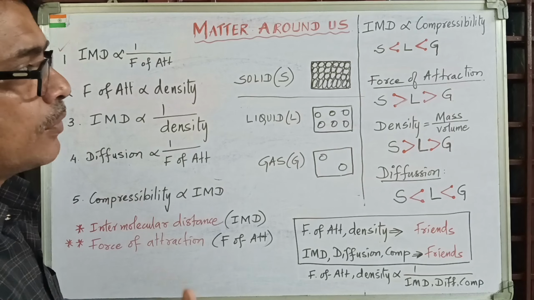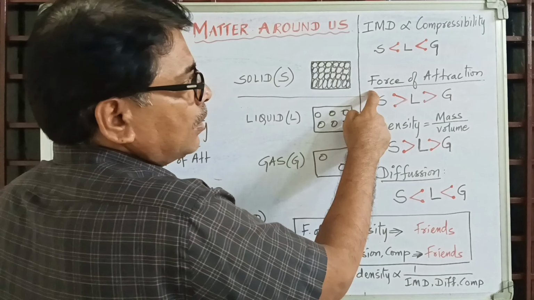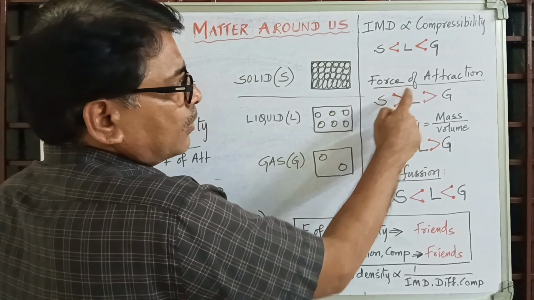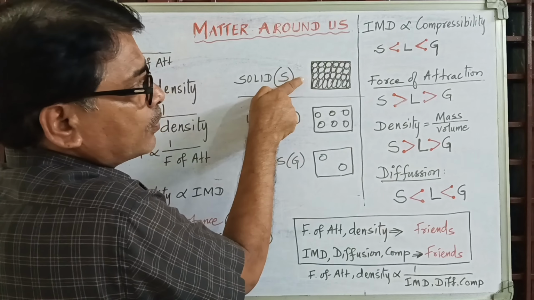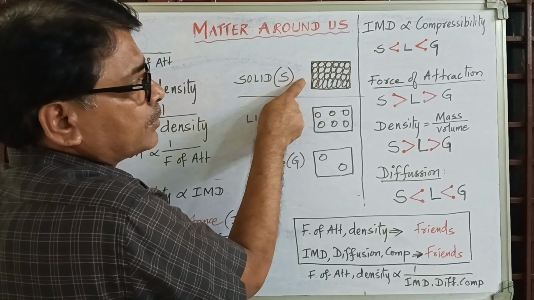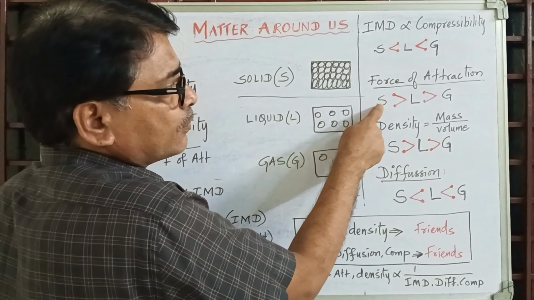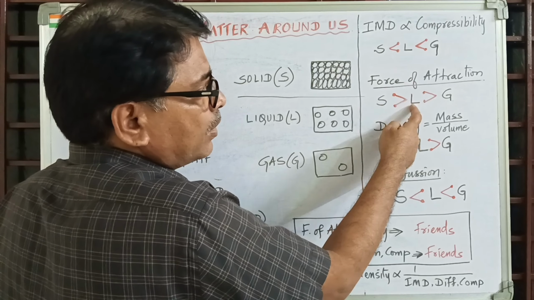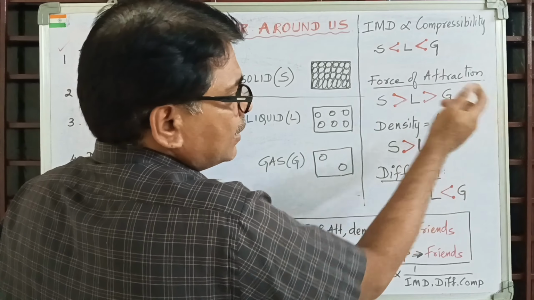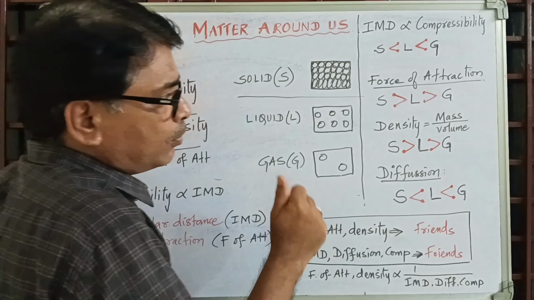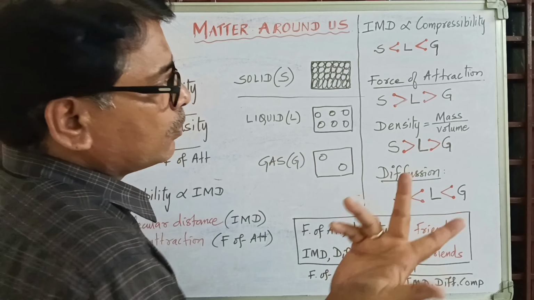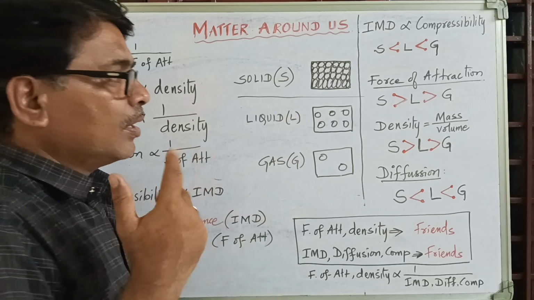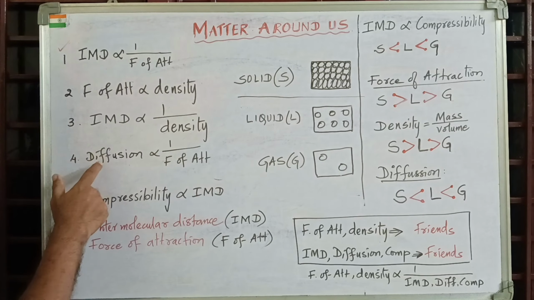Where do you find force of attraction? Here. Force of attraction is more for solid, because intermolecular distance is less. Force of attraction for solid is more than liquid, then more than gas. Same thing here. That means these two are friends.